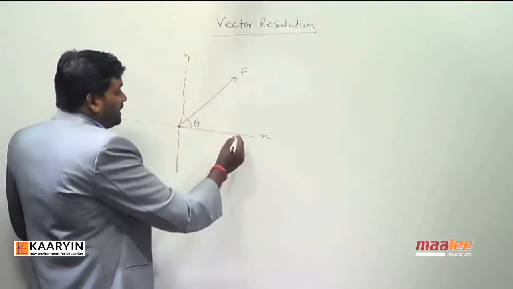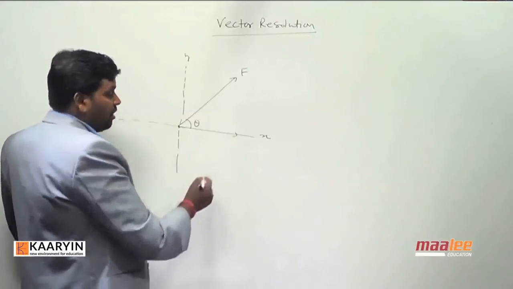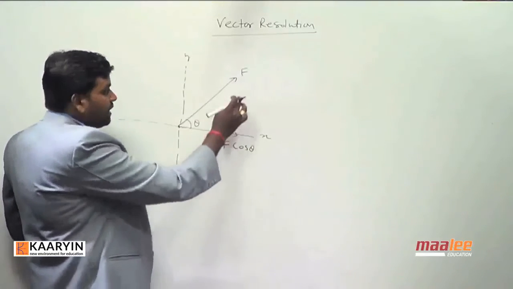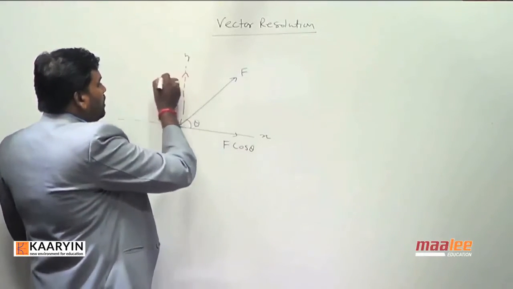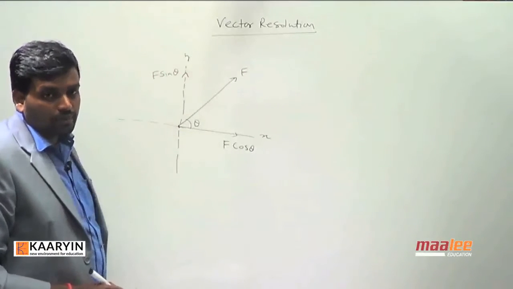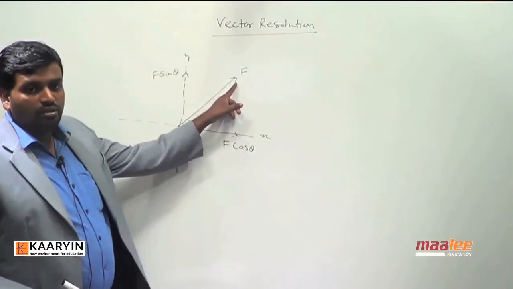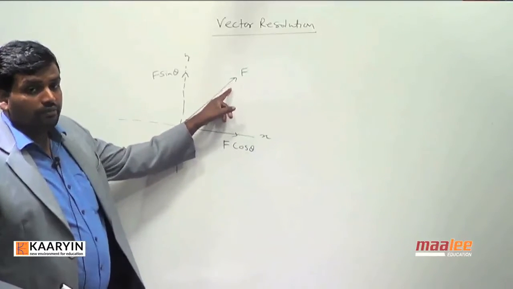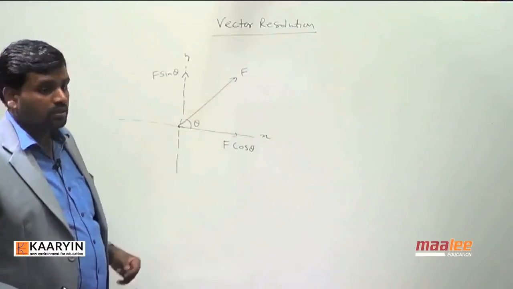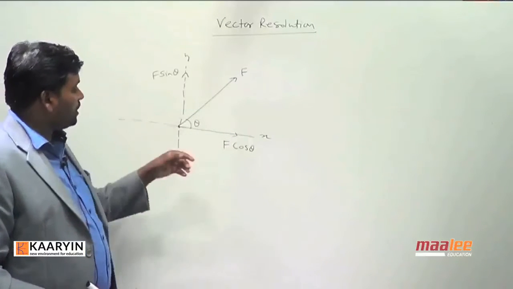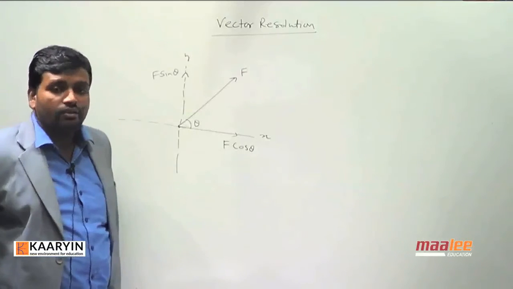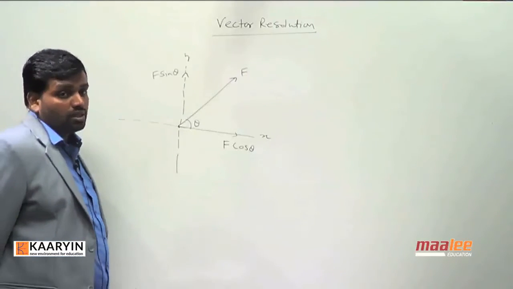Okay, so along the adjacent, which component will always come? The cos theta component will come, so we will write F cos theta. And along the vertical, always the sin theta component will come, so we will always write F sin theta. So see here, this given vector quantity, suppose here it is force, has been split up into two parts, one along adjacent, one along vertical. Along adjacent we are getting F cos theta, along vertical we are getting F sin theta.